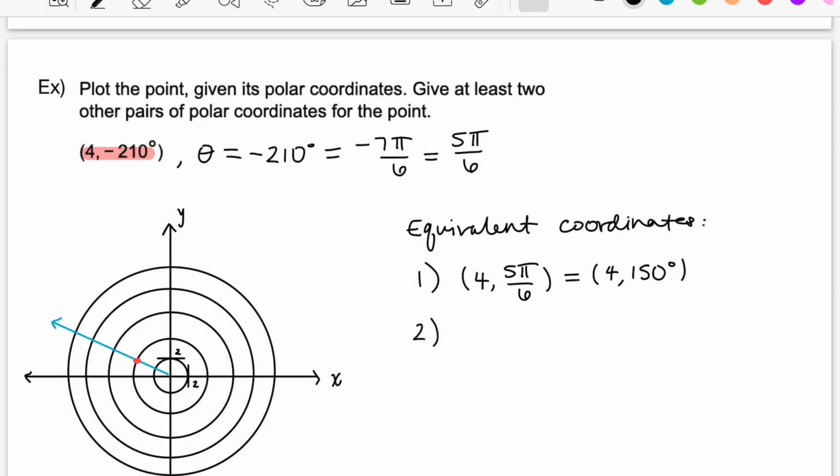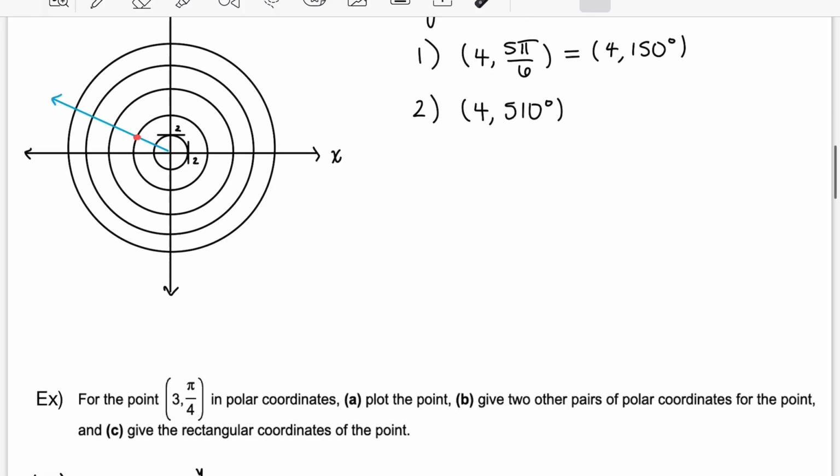Now, another set of equivalent pairs of polar coordinates would be if we just added one full rotation to this. If we added 360 degrees to this point here, we just do one full rotation and end up right back at this point. So, an equivalent pair, we'd still have our radius as 4, then we just add 360 degrees to 5 pi over 6, or 150 degrees, and we'd get 510 degrees.